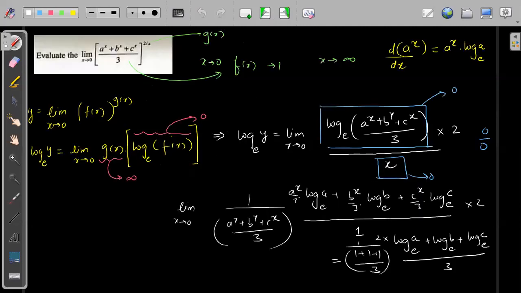Second step, after taking log. When you take log, g(x) will come outside, so you will have 2 by x. By 2 by x, I can simply take this whole thing by x. So this will become 0 by 0 form, and we know we can use L'Hopital's rule and differentiate the numerator as well as the denominator. When we differentiate the numerator, I'm getting this. When we differentiate the denominator, I'm getting this.